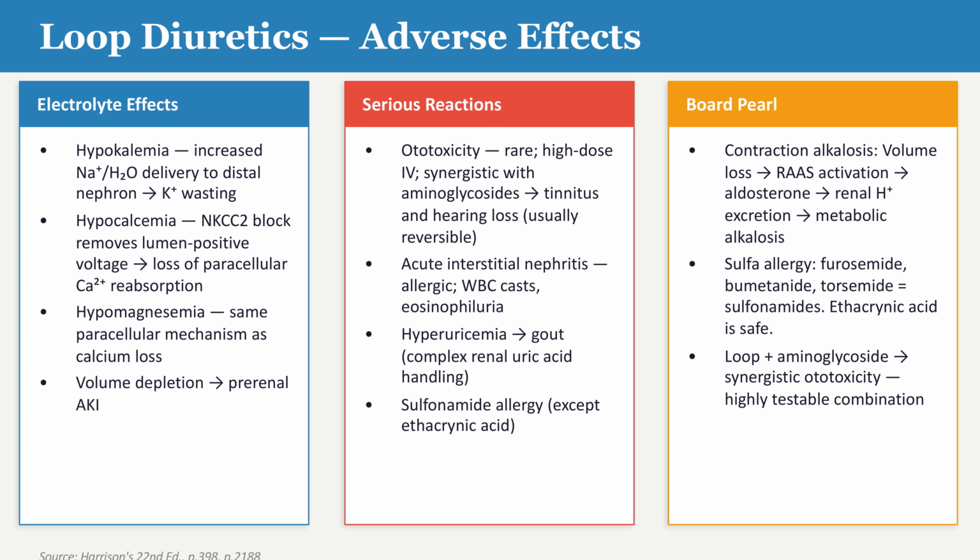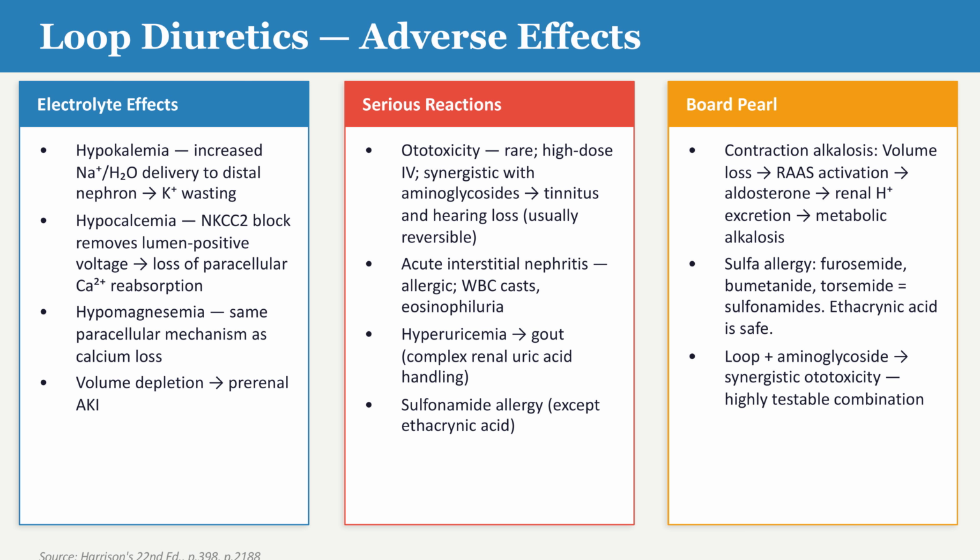Metabolic alkalosis, specifically contraction alkalosis. Volume loss activates RAS, which drives aldosterone, which drives renal acid excretion. You lose volume and gain bicarbonate. Ototoxicity is rare but board testable. It happens with high IV doses or, classically, when combined with aminoglycosides, which are independently ototoxic.